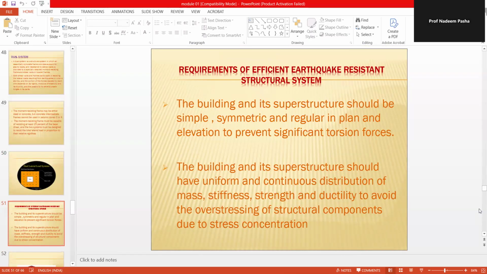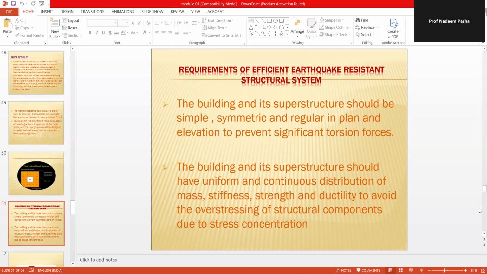Requirements of an efficient earthquake resistant structural system. The building and its superstructure should be simple, symmetric, and regular in plan and elevation to prevent significant torsion forces. The building and its superstructure should be simple, symmetric and regular in plan and elevation, to prevent significant torsion forces.